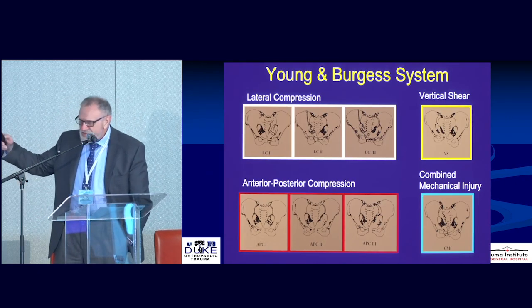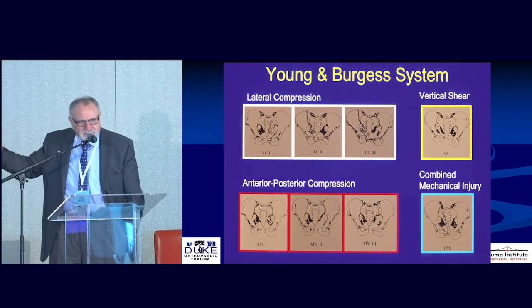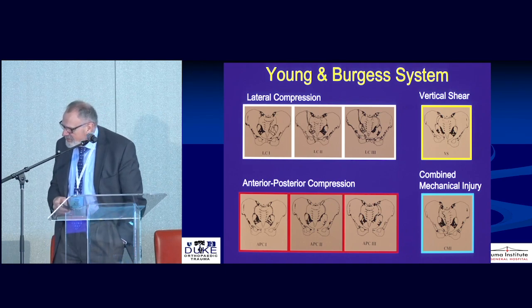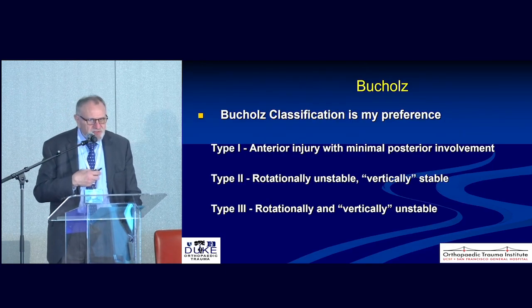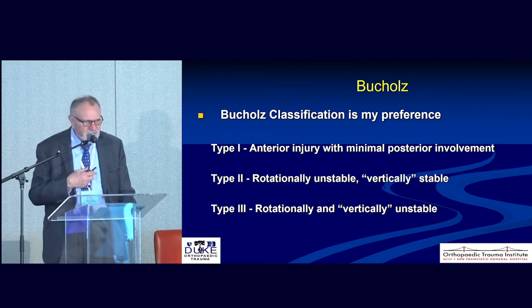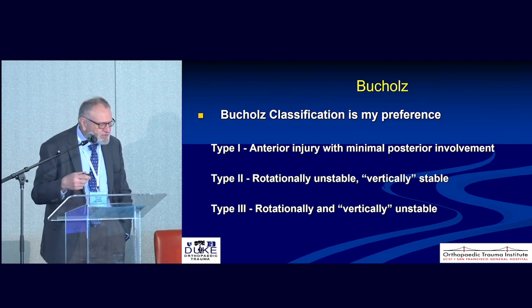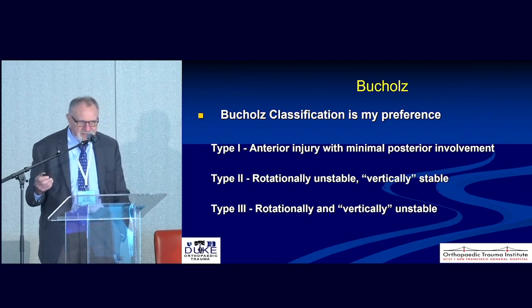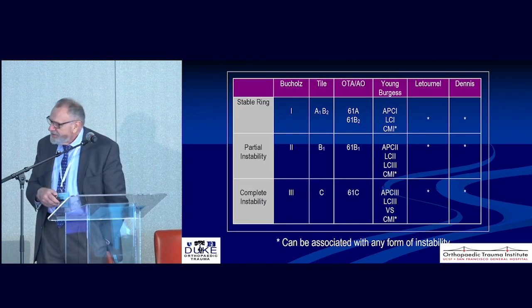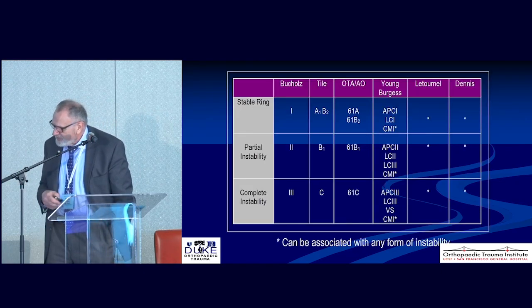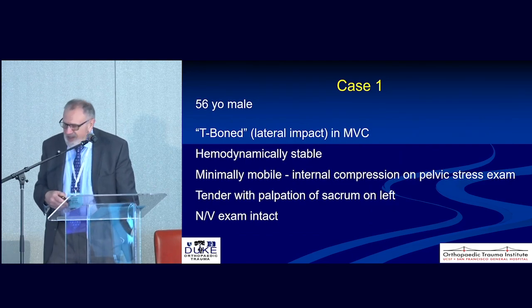Then there's the Young-Burgess we mentioned yesterday, and we had a good review. My personal favorite, and this is my preference, is the Tile system. It's either stable, partially stable, or completely unstable. I just like it better that way. Some people think that's old-fashioned, but that's my preference. So you can divvy it all up and do charts and all this nonsense. So that is the background.